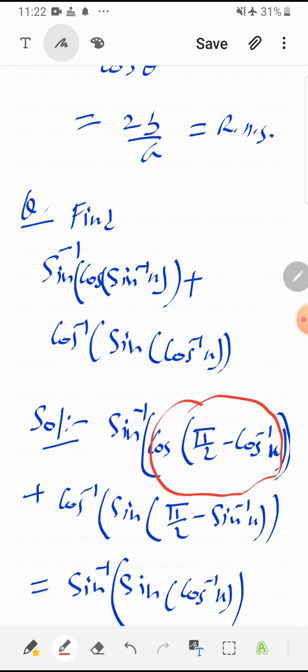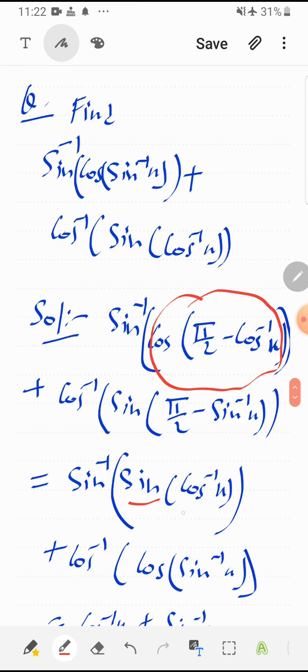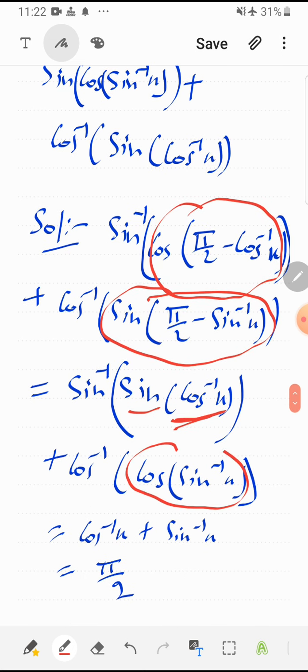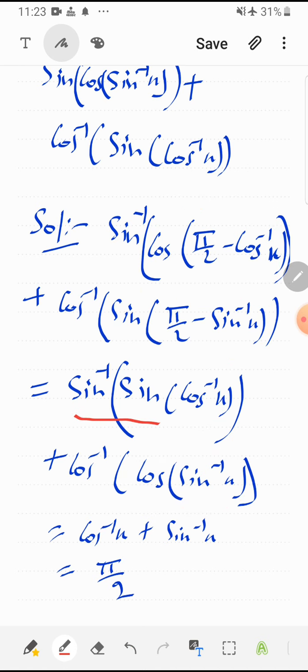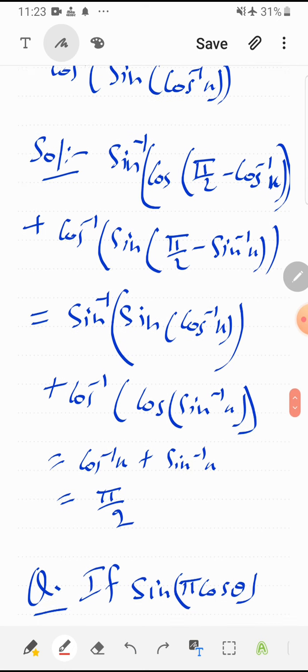Now this is like cos 90 minus theta, so this is sine theta. Theta is cos inverse x. Similarly this is sine 90 minus theta, so this is cos theta. Now after writing these steps, you can see this is sine inverse of sine, so obviously it will be neglecting each other, and cos inverse of cos. So I am left with cos inverse x plus sine inverse x only, which is pi by 2.